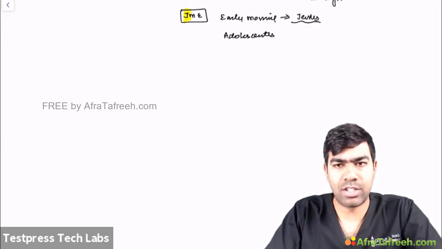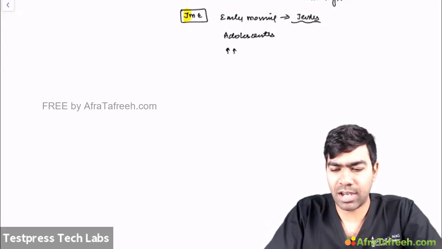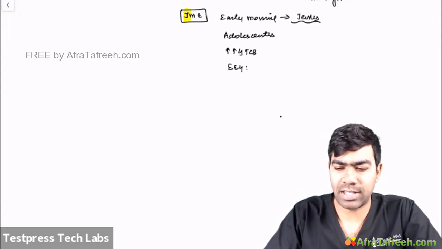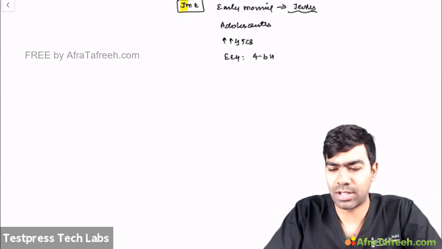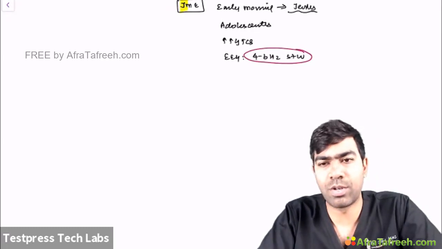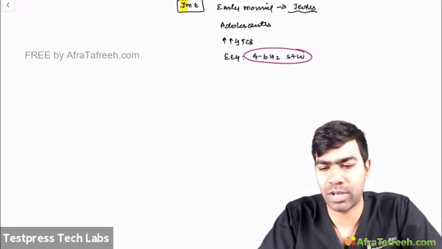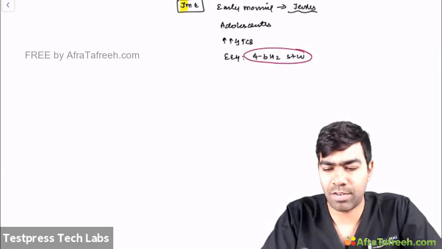And this juvenile myoclonic epilepsy, in comparison with absence seizures, has a very high risk of GTCS, generalized tonic-clonic seizures. And if you take the EEG, very classically, the electroencephalogram is going to show the classic 4 to 6 Hz spike and wave pattern. So this is a very important point as well. Remember, absence seizures are going to produce the classic 3 Hz spike and wave pattern, whereas JME, juvenile myoclonic epilepsy, is going to produce this classic 4 to 6 Hz spike and wave pattern.